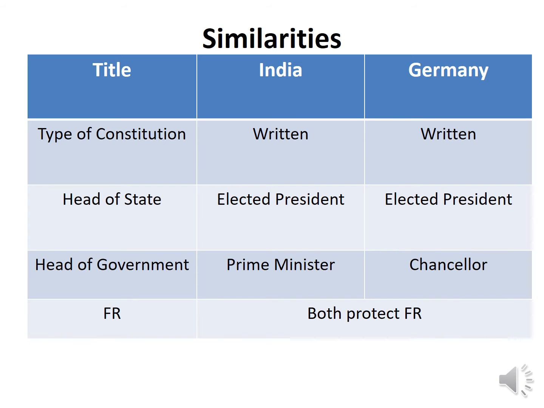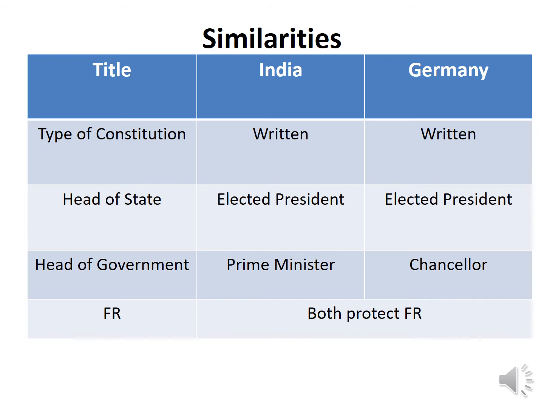So what are the similarities between the Indian and German constitutions? Both countries have a written constitution. The president is the head of state in both countries, and the president is indirectly elected. That is a similarity in both countries.